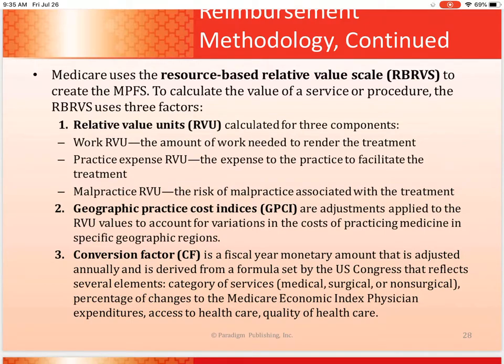It's the fiscal year monetary amount that is adjusted annually and is derived from the formula set by U.S. Congress to convert the GPCI into a dollar amount that reflects several elements. First is your category of service, whether it's medical, surgical, or non-surgical. The percentage of changes to the Medicare Economic Index, physician expenditures, access to health care, and quality of health care. And then you can see some examples of the national standard RVU calculation in Table 9.1 and Table 9.2.